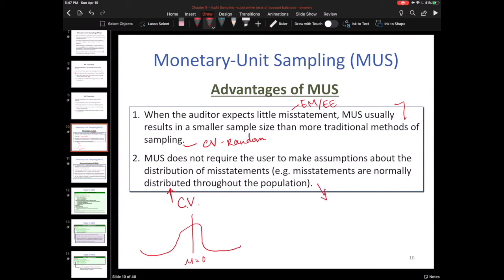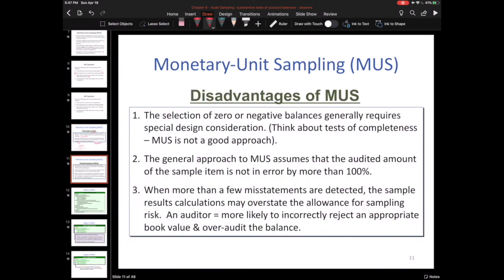Actually, with MUS, you tend to assume that overstatement is the issue. So it tends to assume that the errors are going to be on this side of the distribution, which we see over here as the number one disadvantage of MUS. If you are concerned about zero or negative balances, you would want to do some sort of special design. Really, it's more that you wouldn't want to use MUS if you were concerned about zero or negative balances.